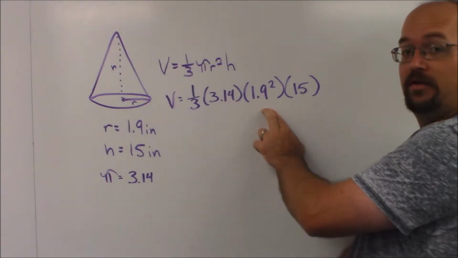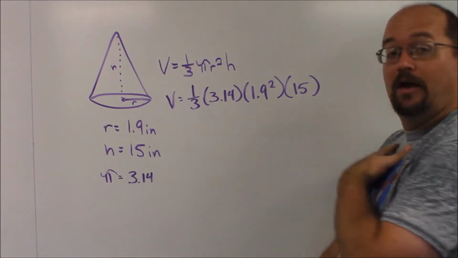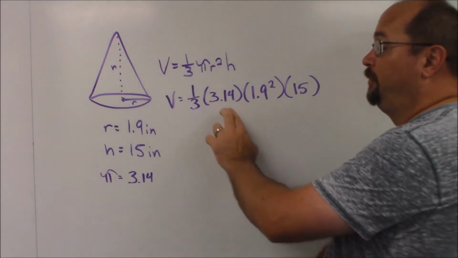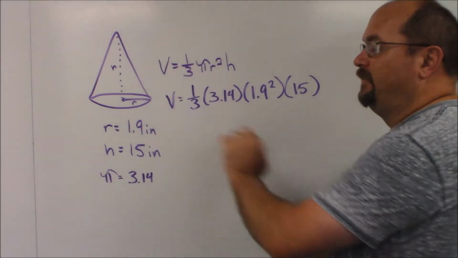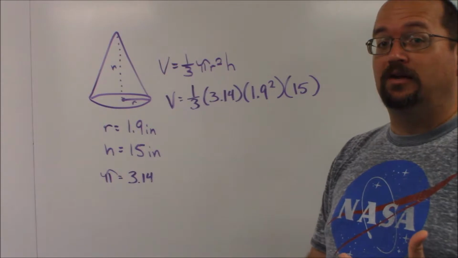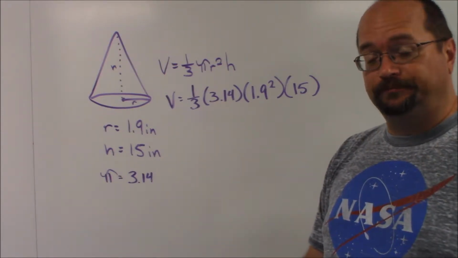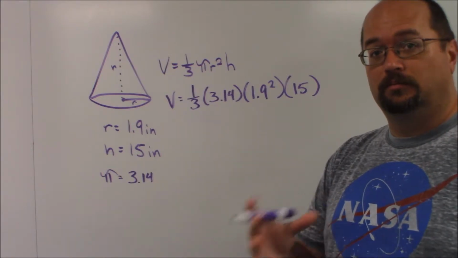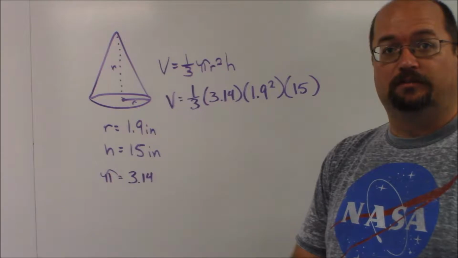All right. We want to square this first, then I would multiply by 15 and then multiply by 3.14 or pi if you use the pi button, and then divide by 3 at the end. That's how I choose to key it into the calculator, and that's probably how you want to as well. All right, so go ahead and do that. Pause the video, punch it in, and we'll verify that you got the correct answer.